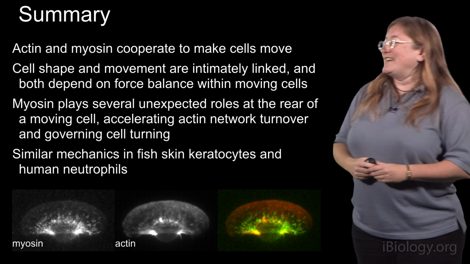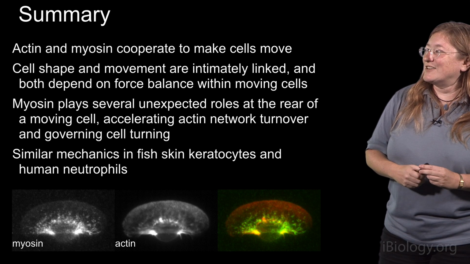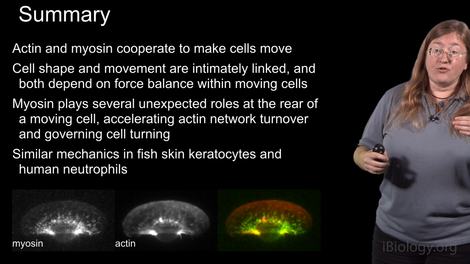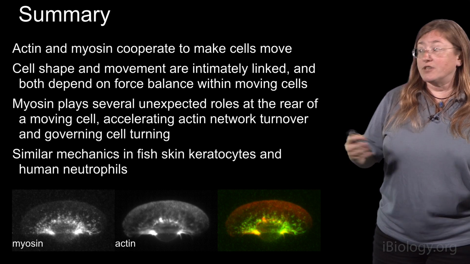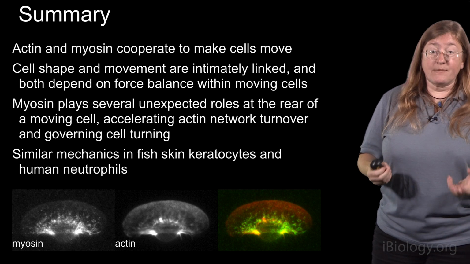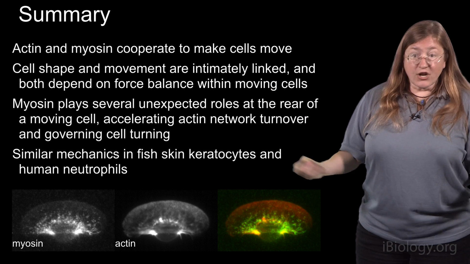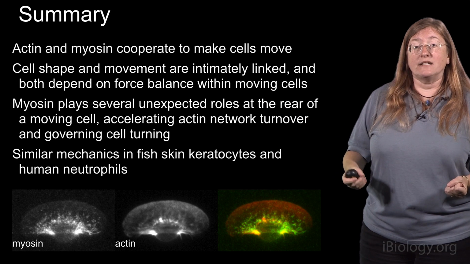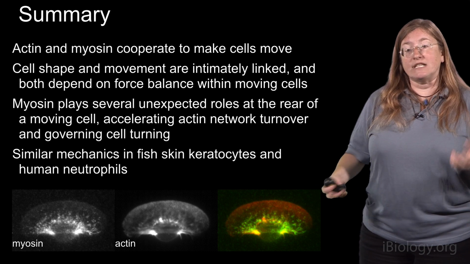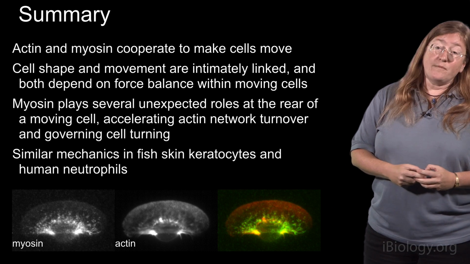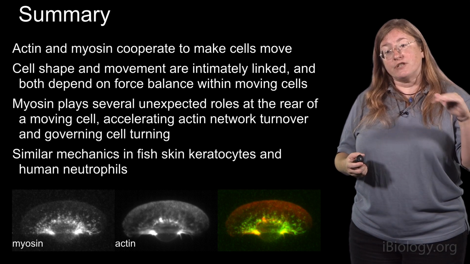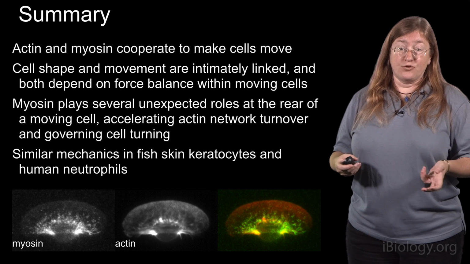So as an overall summary, I think the main point here is that actin and myosin have to cooperate in order to make cells move, not just in order to generate force, but also in order to do things like steer them and determine their shape. And we found that myosin plays several very unexpected roles at the rear of cells, not just contributing to contraction as we might have expected, but also contributing specifically to actin network turnover and to asymmetries that lead to cell turning. And overall, we've been very surprised by how similar the mechanics are between fish skin keratocytes and human neutrophils.